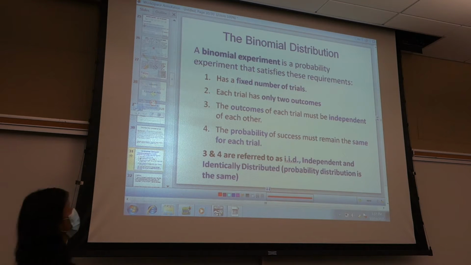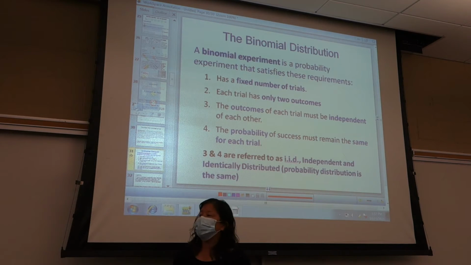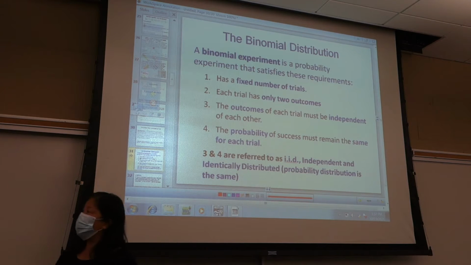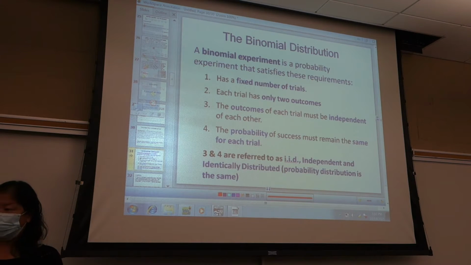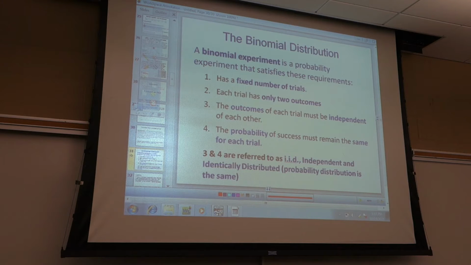One, has a fixed number of trials. Go ahead and read all of them, and I'll talk about them afterwards. Keep going. 2, each trial has only 2 outcomes. 3, the outcomes of each trial must be independent of each other. 4, the probability of success must remain the same for each trial. Perfect. That's good.